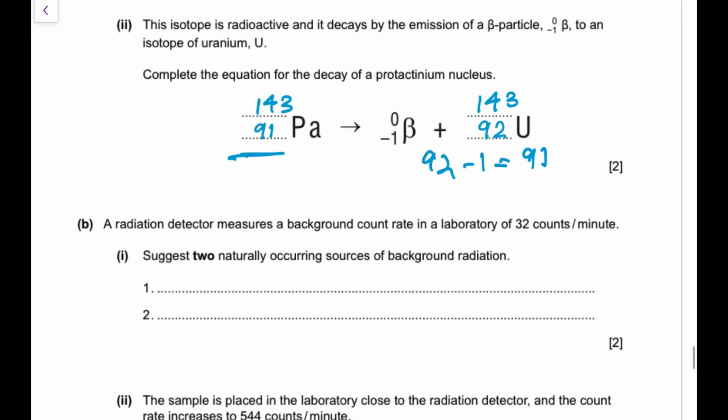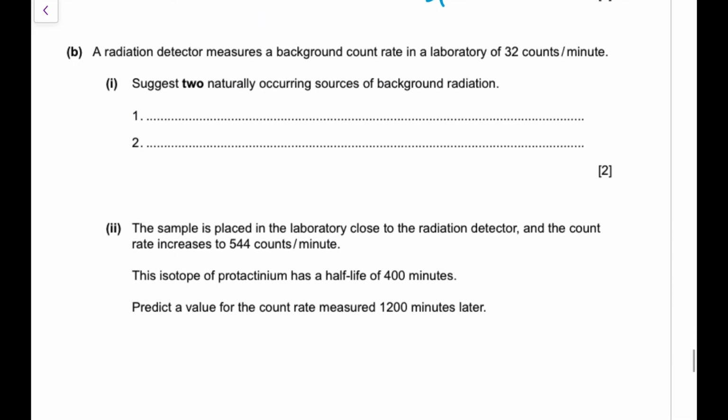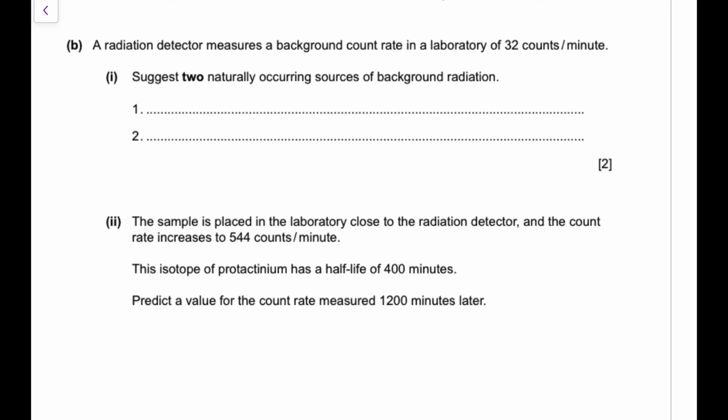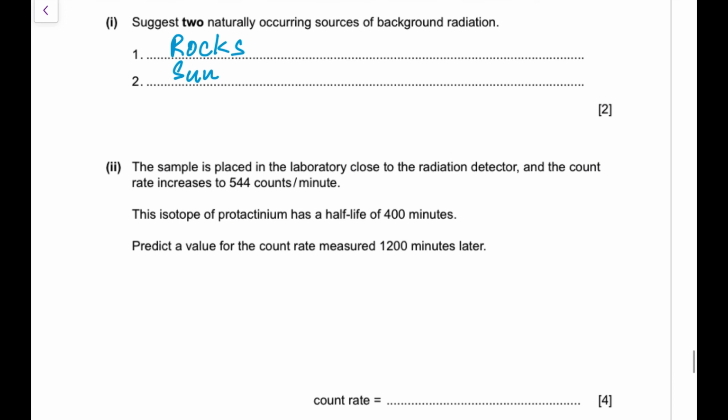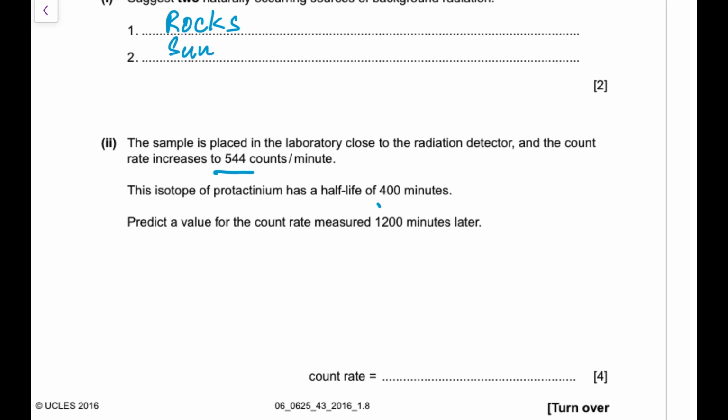B. A radiation detector measures a background count rate in a laboratory of 32 counts per minute. Suggest 2 naturally occurring sources of background radiation. This can be rocks and the sun. 2. The sample is placed in a laboratory close to the radiation detector and the count rate increases to 544 counts per minute. This isotope of protactinium has a half-life of 400 minutes. That means it takes 400 minutes for the amount of protactinium to become half of its original value. Predict a value for the count rate measured 1200 minutes later.